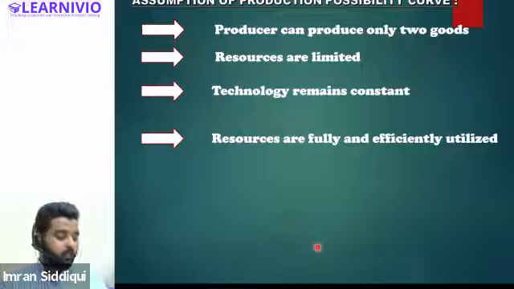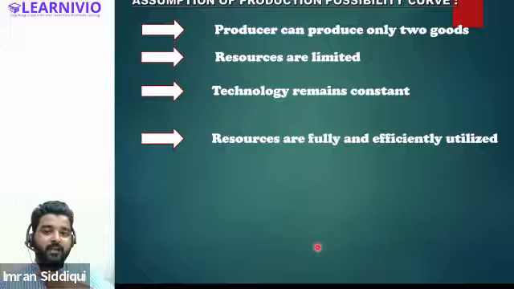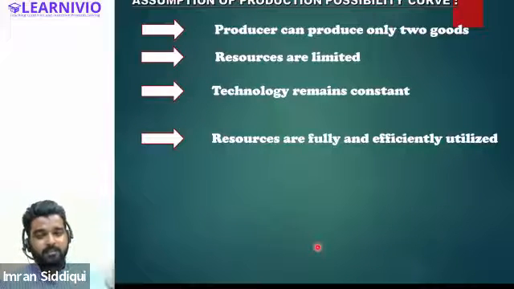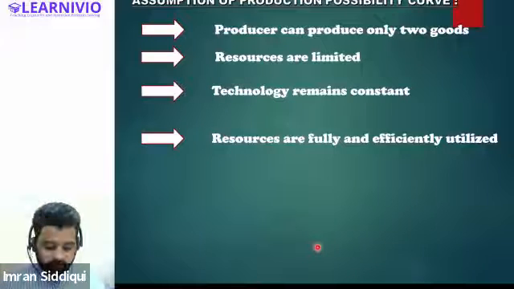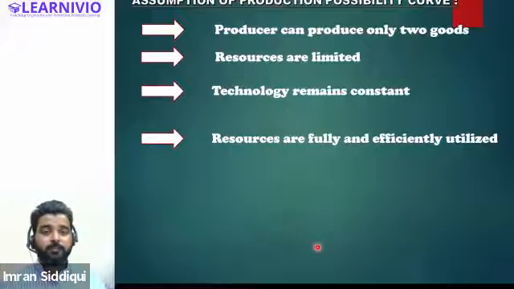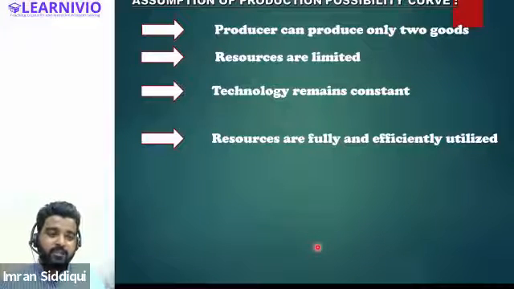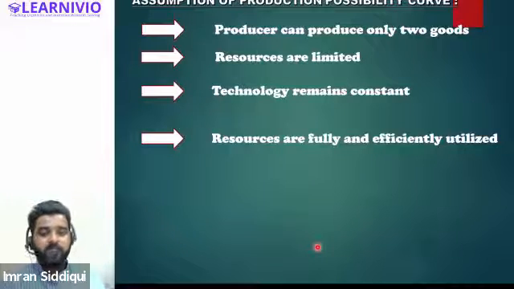You know why? Because we have already considered that the production possibility curve must show the maximum capacity of the producer. The production possibility curve shows the maximum capacity of a producer, right? And the production possibility curve can show the maximum capacity only if we assume that the producer is applying all the resources. If the producer is applying partially or using half of his resources, then the production possibility curve will not be able to indicate the maximum capacity of the producer.